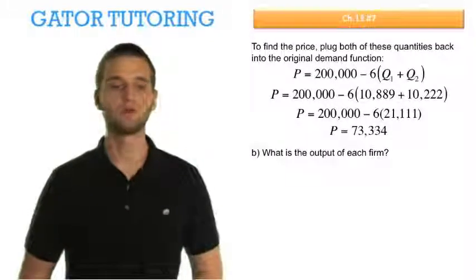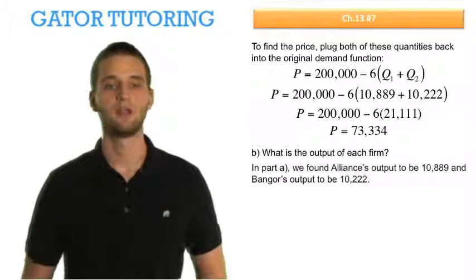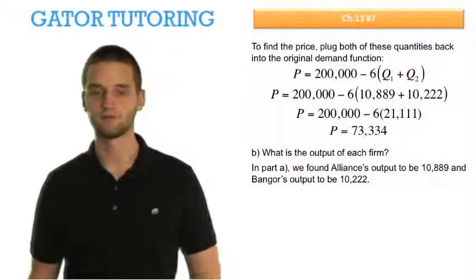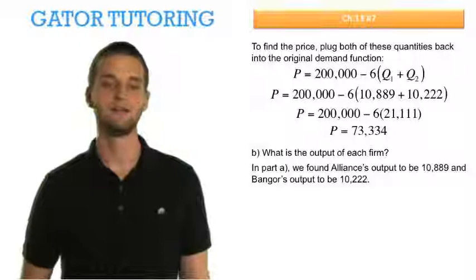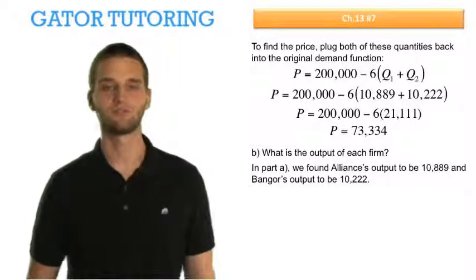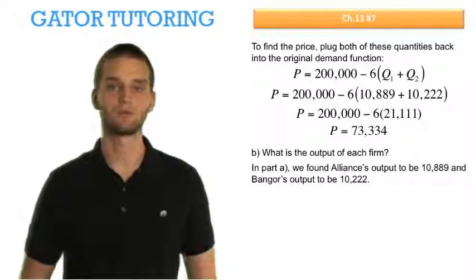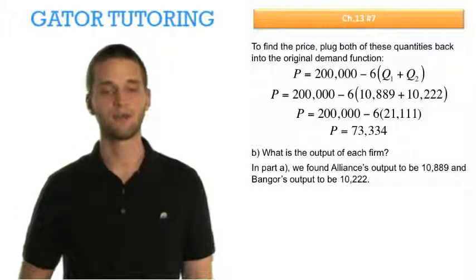Part B says, what is the output of each firm? In Part A, we found Alliance's output to be 10,889 and Bangor's output to be 10,222. So we've kind of already solved this question just in order to get the answer to Part A.